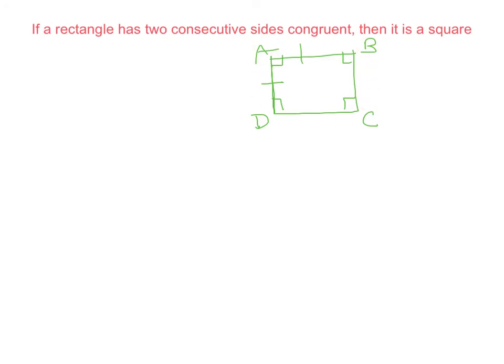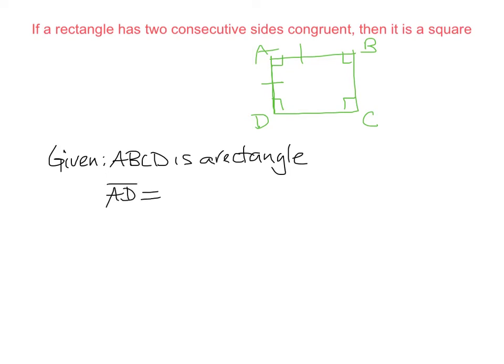Okay, so here we are, given. We are given that ABCD is a rectangle, and we are given that AD is congruent to AB. You could have picked any consecutive sides, right? Consecutive means in a row.